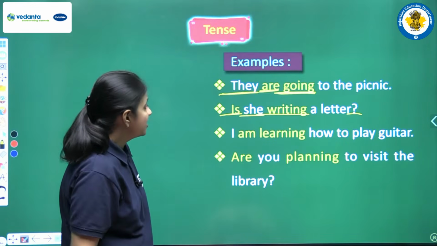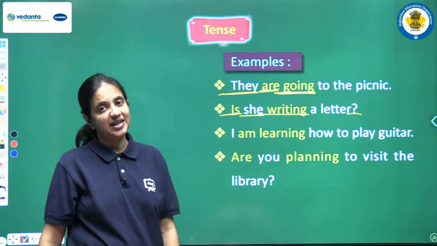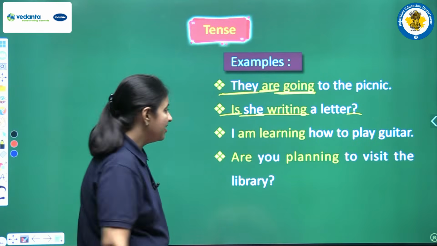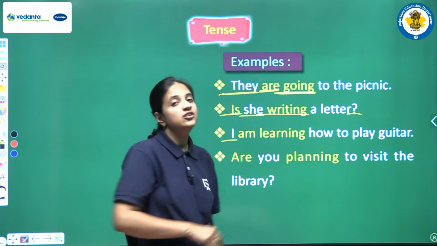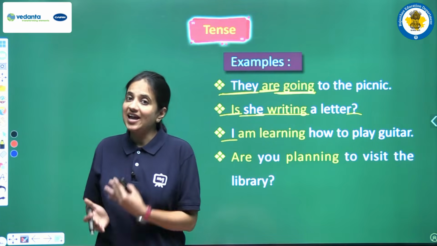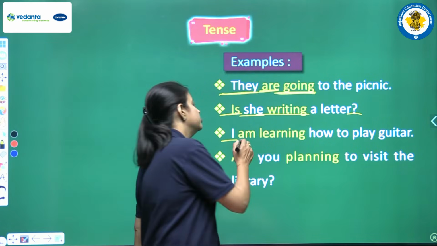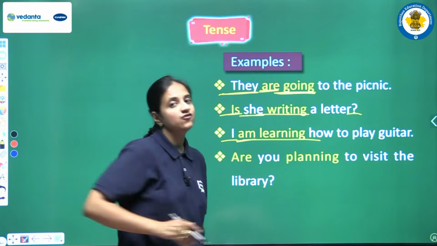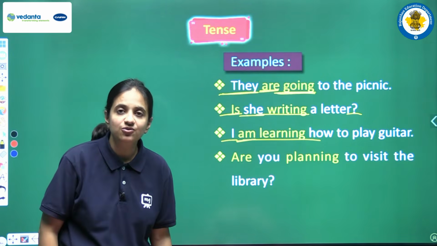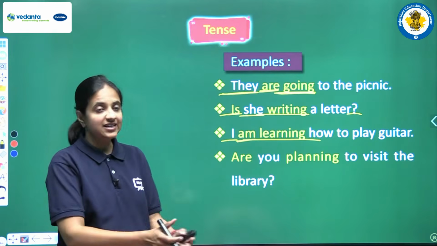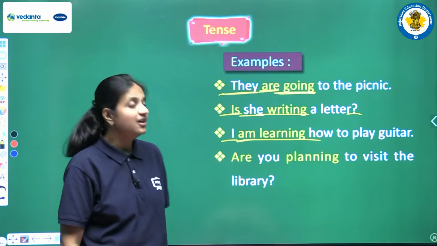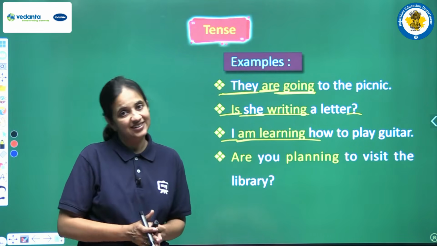Next sentence is: I am learning how to play guitar. So here we are having I as the subject. So again we are having a different helping verb for I, that is am. So we will use am here, and again first form plus ing. So our word will be learning, and the sentence will be: I am learning how to play guitar. Clear?